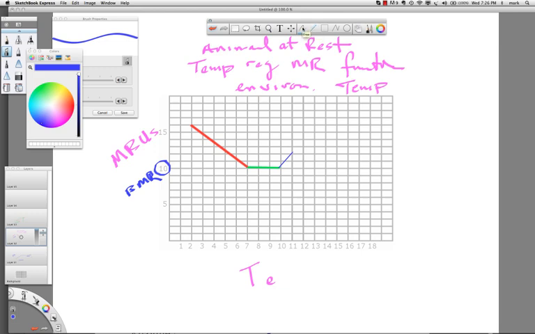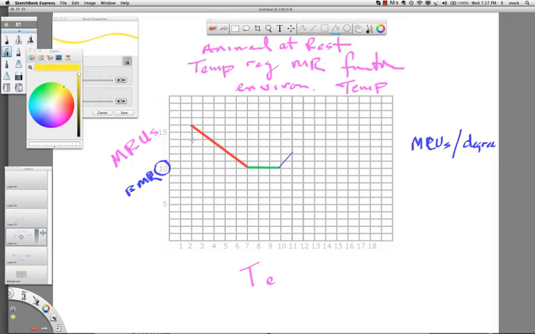How do we quantify the cost of staying warm? Well, typically, what you're going to use for units are MRUs per degree. So how do you find that from this graph? Well, you take what your change in metabolic rate units is, and let's see, what is that?